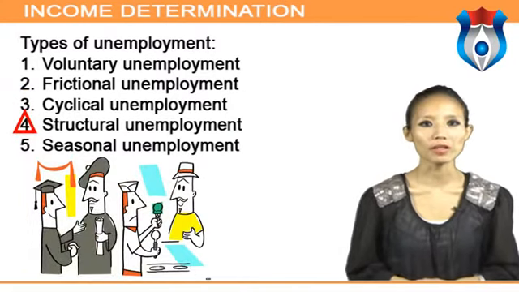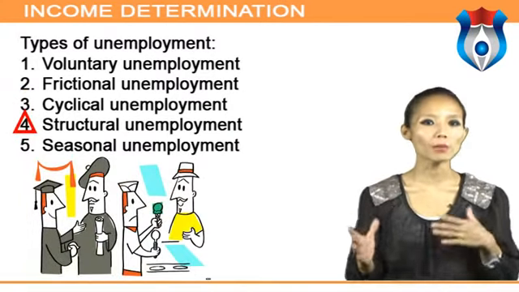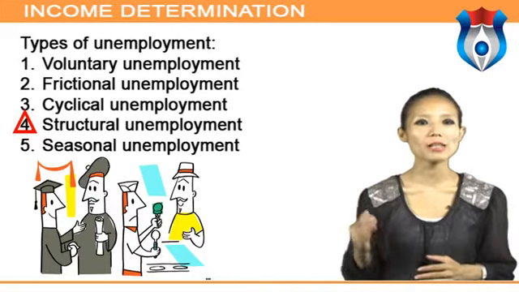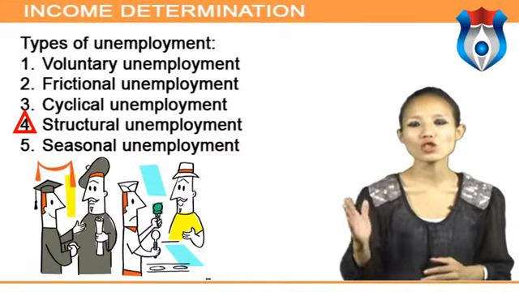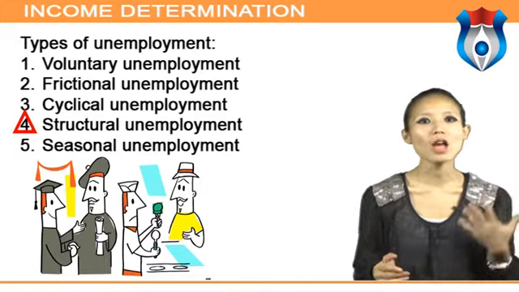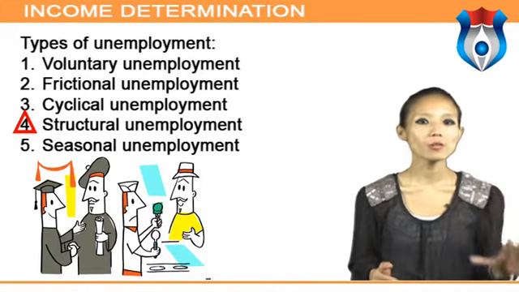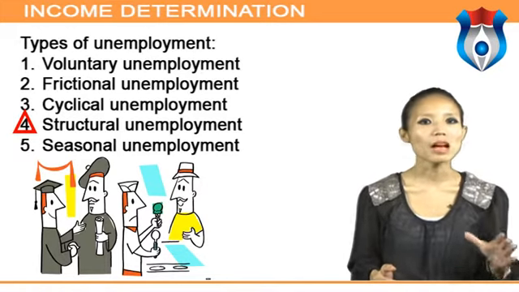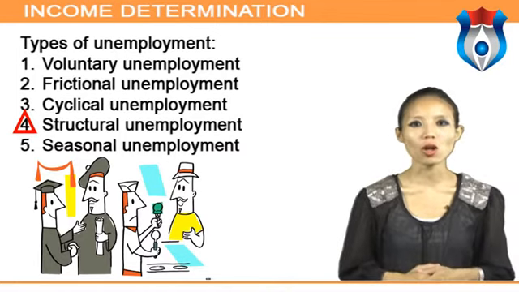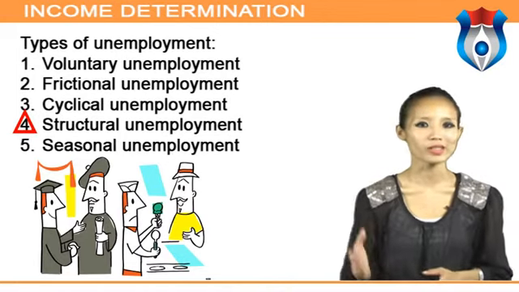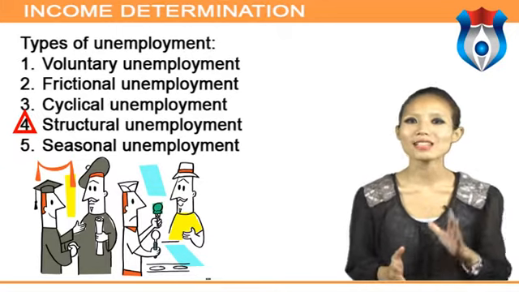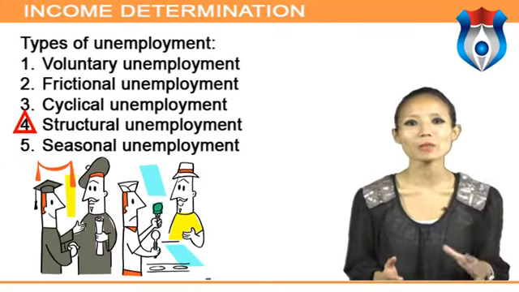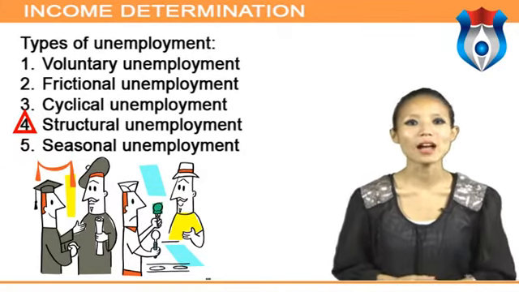Structural unemployment. One way is that structural unemployment occurs because some labor markets have more workers than there are jobs available, and for some reason wages do not decrease to bring the markets into equilibrium. Another way to think about structural unemployment is that it results when workers lack skills that are in high demand in the marketplace.